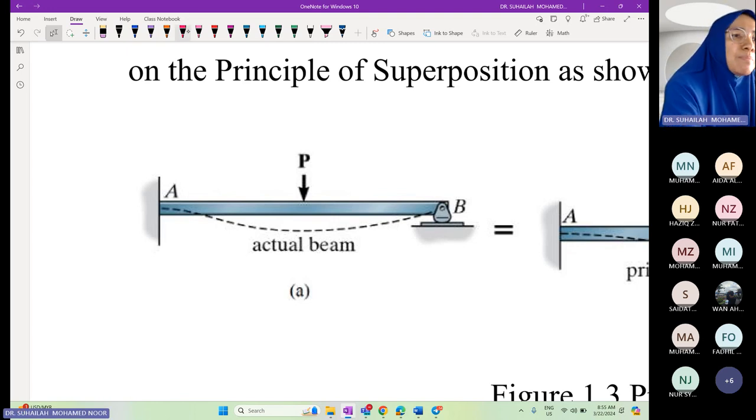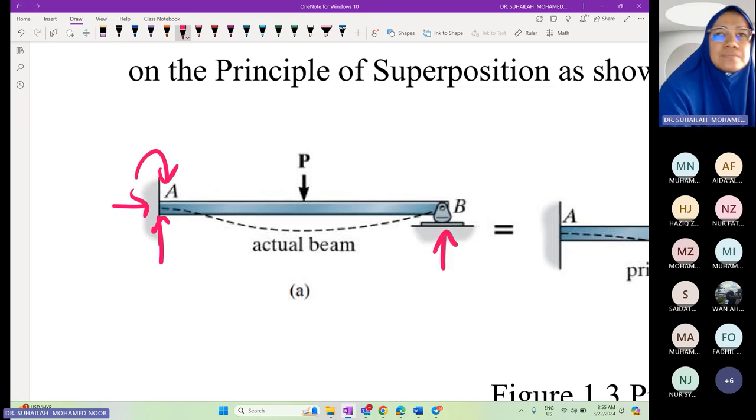So dalam ni ada empat. 1, 2, 3, 4. Okay, indeterminate structure ni kita tak boleh solve dia direct. Tak boleh. Kalau you apply equilibrium equation, nak solve empat-empat ni you takkan dapat. That's why yang solve guna equilibrium equation tu last kali. You takkan dapat. So apa kita buat? Kita apply what we call as principle of superposition.